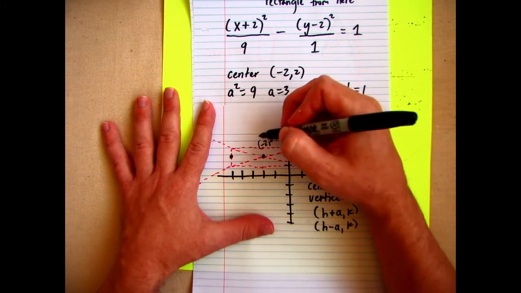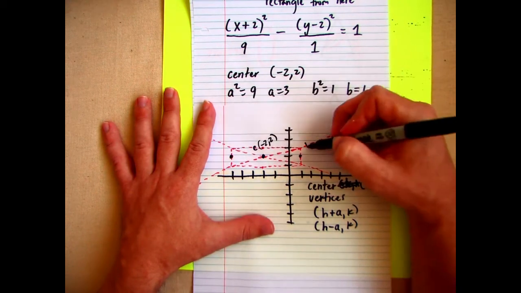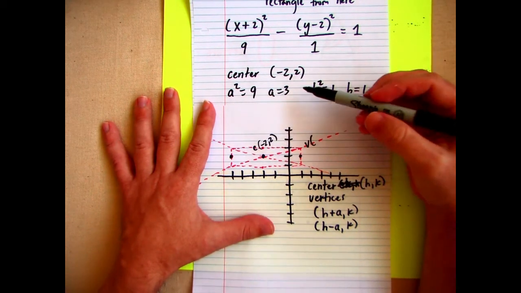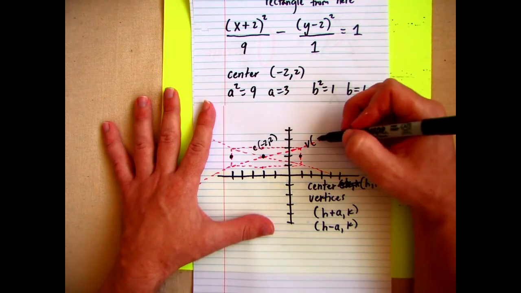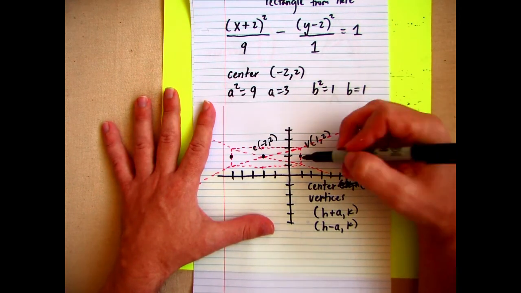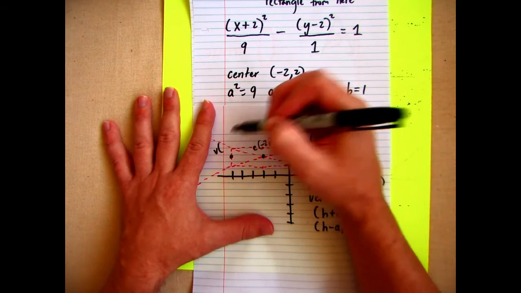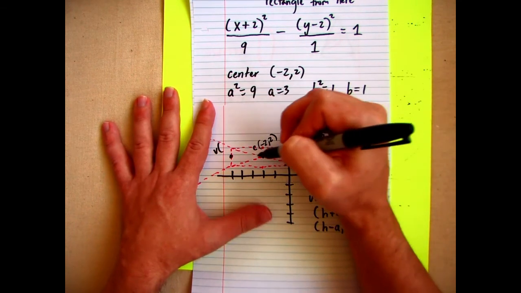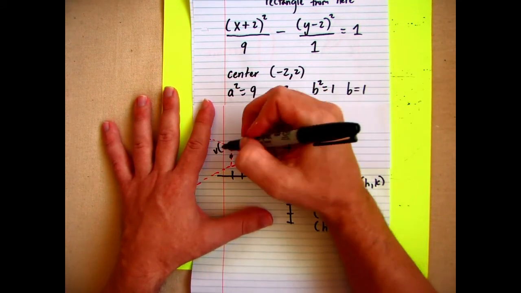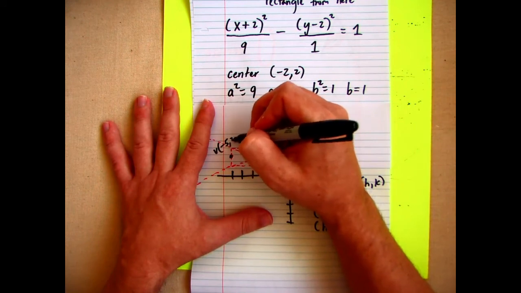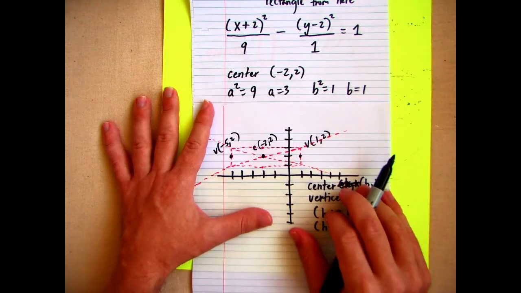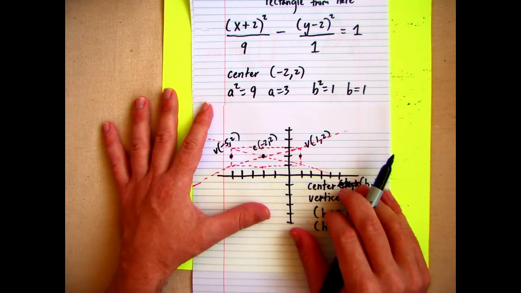Well, my center is -2, 2, and my a value is 3. So I got one vertex at 1, 2, and my other vertex at -5, 2.